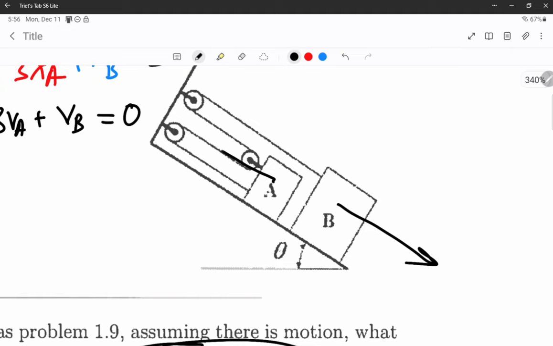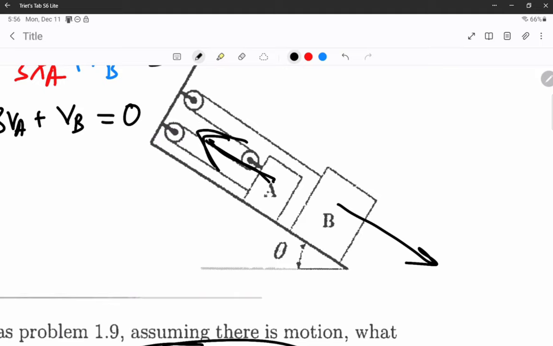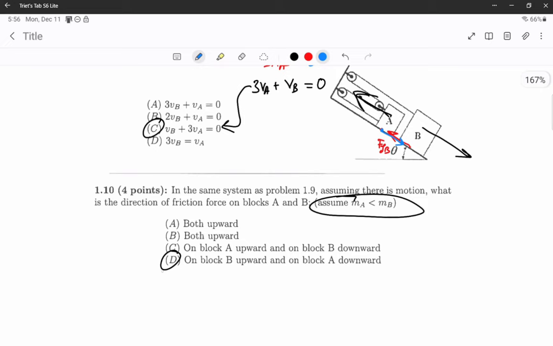Just because if there's more string on this side, then somewhere here has to be shorter, right? There's less string, kind of like conservation of mass. And so A has to move upward to account for that loss in string. And so with that, you can easily know the friction on B is going to be upward, but the friction on A is going to be downward, because A is moving up. And here D is going to be the correct one, right? Friction on B is upward because B is going downward, and friction on A is downward because A is moving upward.